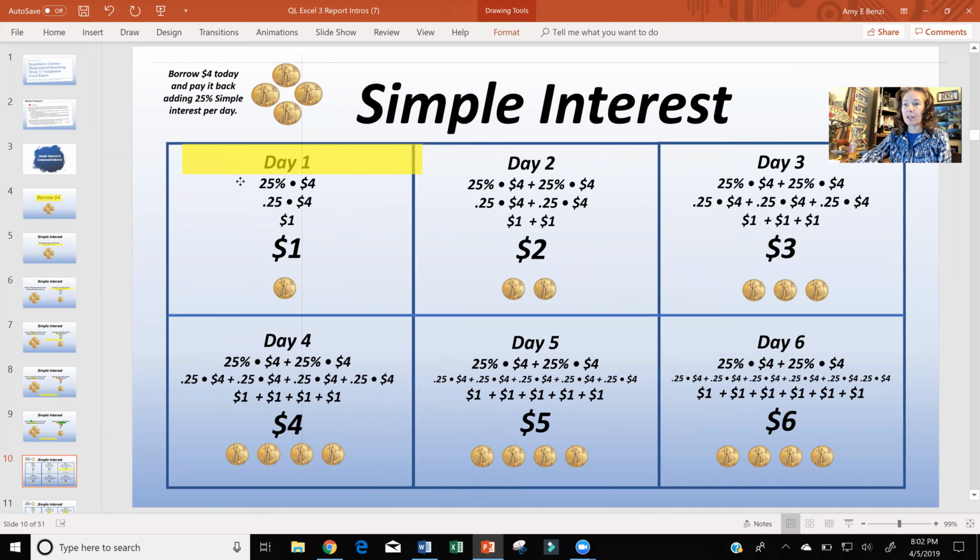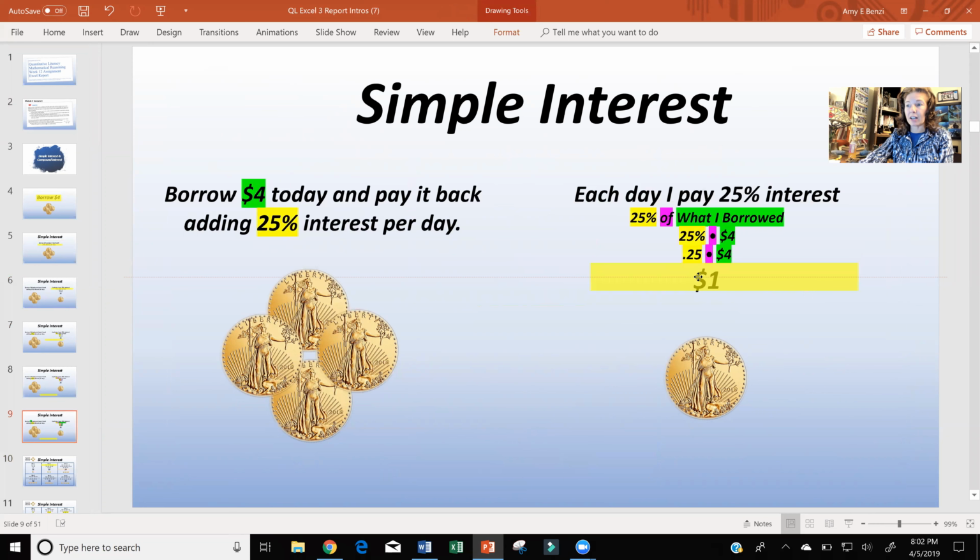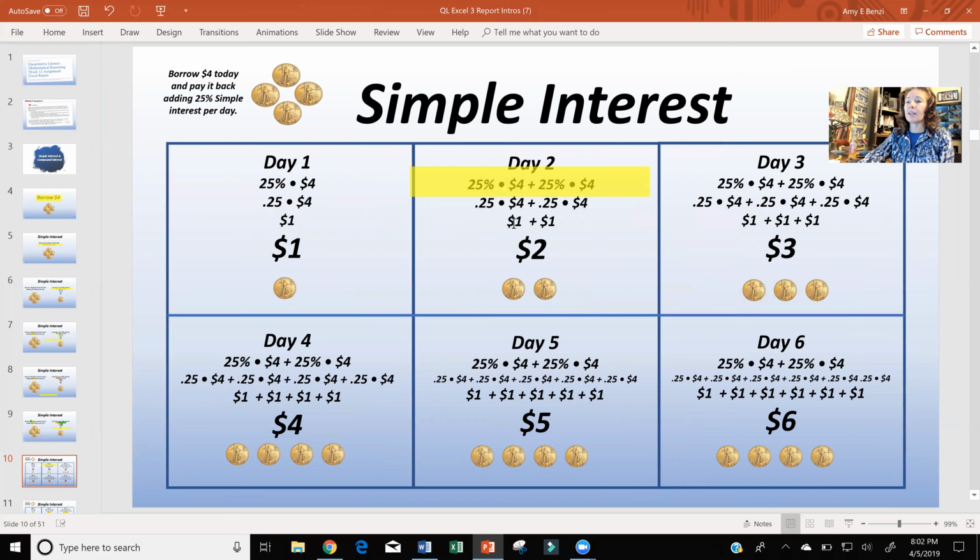I have day 1, 25% of what I borrowed. Day 2, 25% plus 25%. So 25% of what I borrowed plus 25% of what I borrowed. The first day, I think I forgot to mention right here, the 25% of what we borrowed was $1. 25% of 4 is $1. All right, so here we see that the first day we paid back an extra $1. The second day we accumulated $2 of interest. The third day, if we didn't pay it back the second day, then we have to pay it back on the third day, and now we've accumulated $3 of interest.